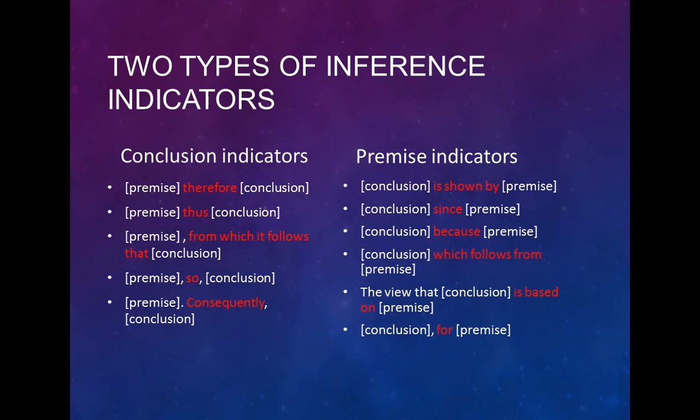So premise, therefore conclusion. Premise, thus conclusion. Premise from which it follows that conclusion. Premise, so conclusion. Premise, consequently conclusion. So I'm hungry, consequently, we should make dinner. They can also go the other direction, right? So we should make dinner. The fact that we should make dinner is shown by the fact that I'm hungry. The fact that we should make dinner since I'm hungry. We should make dinner because I'm hungry. So in this case, the conclusion comes first and the premise comes after.